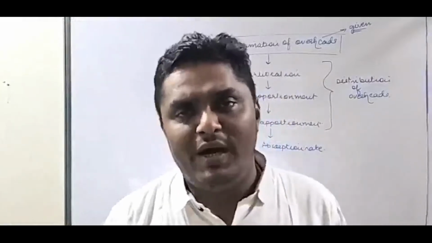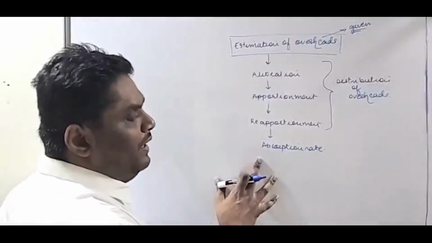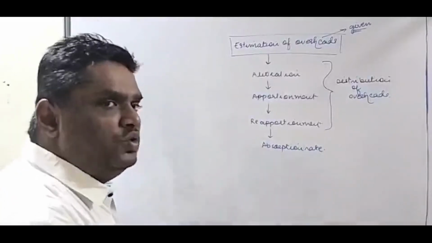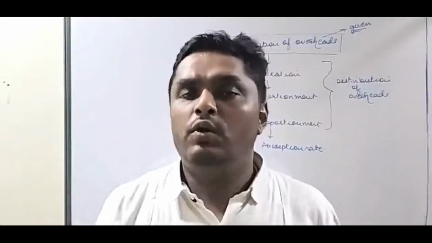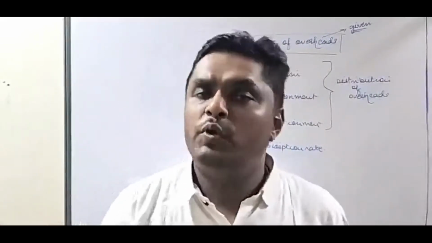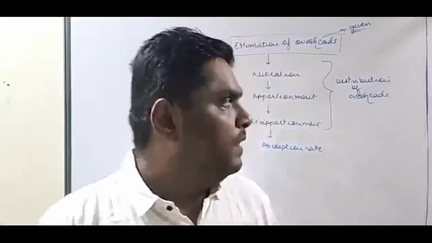I'll be discussing this part in detail. And after reapportionment, we calculate the absorption rate, and that rate is used to charge the overheads of a particular production department to a particular product or to a particular job to calculate the total cost. I'll be covering these parts in detail one by one.